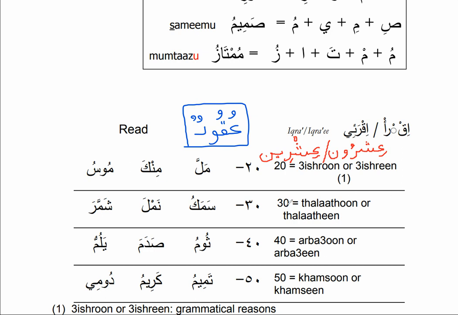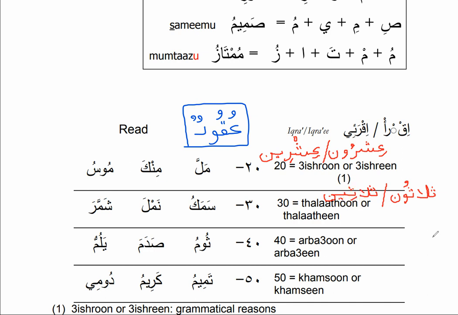Then Thalathun, 30 is known as Thalathun, or Thalathin with a Ya. So once with a Waw, the other with a Ya.